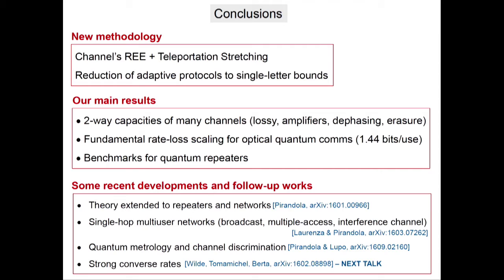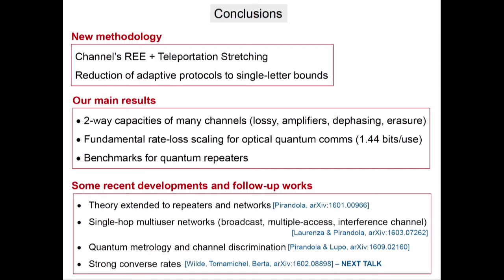We have designed a strategy to compute the upper bound. This strategy is given by the combination of several ingredients, the channel's relative entropy of entanglement and the teleportation stretching. And thanks to this, we are able to give an upper bound in terms of a single letter quantity. We compute exactly the two-way capacities of many channels, the lossy, the amplifier, the dephasing, and the erasure. And we give also the fundamental rate loss scaling for any optical quantum communication and benchmarks for quantum repeaters.